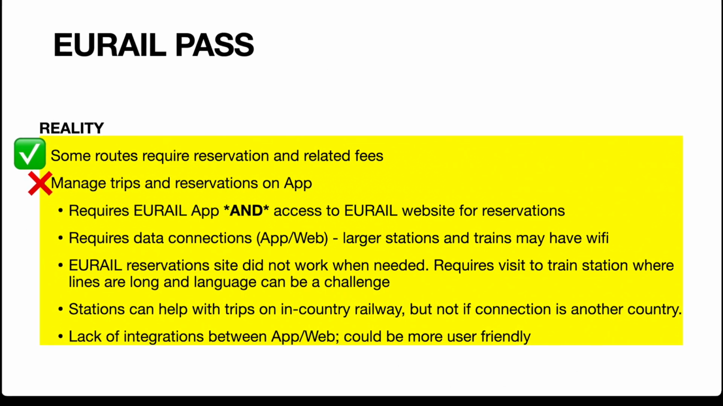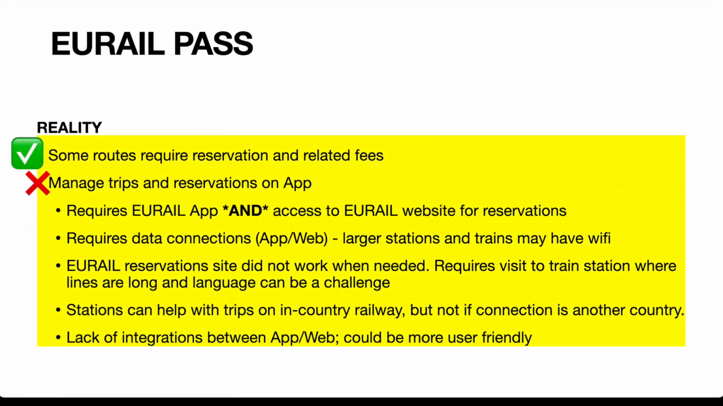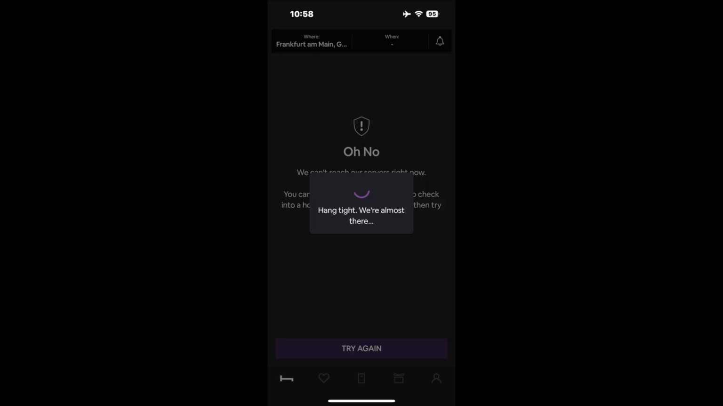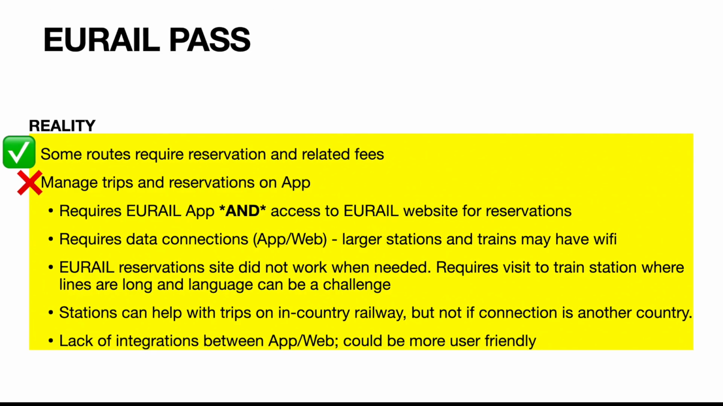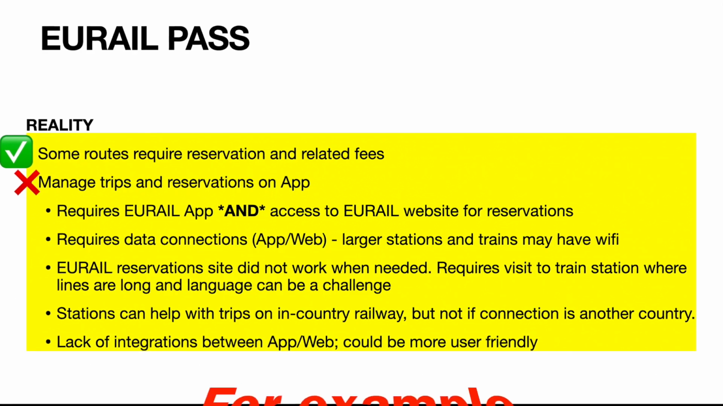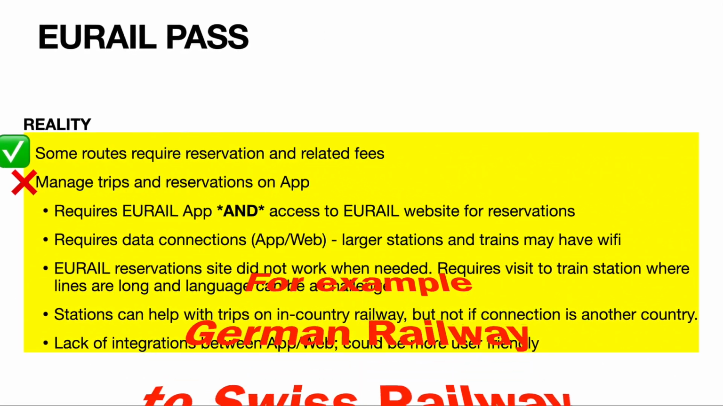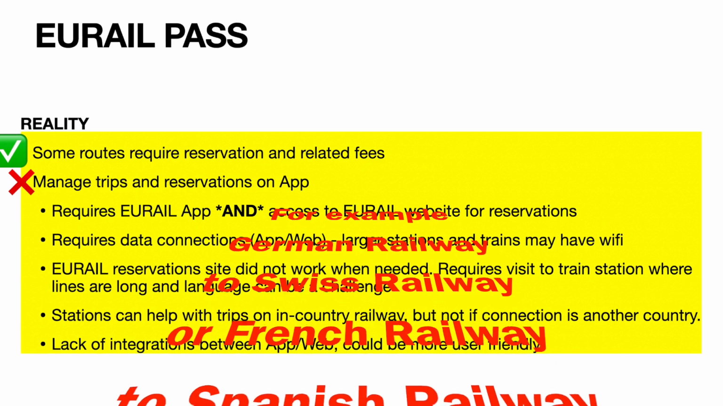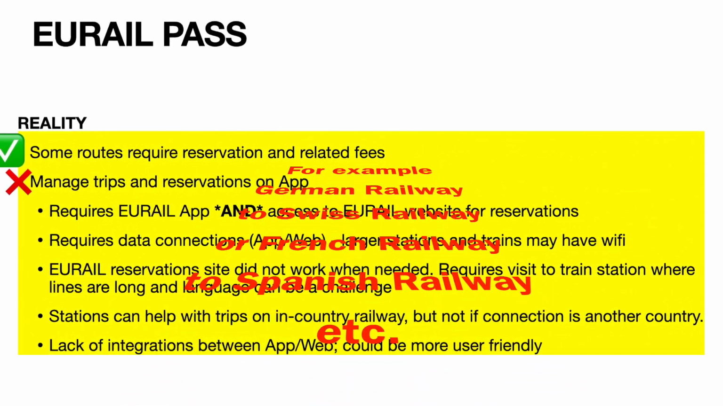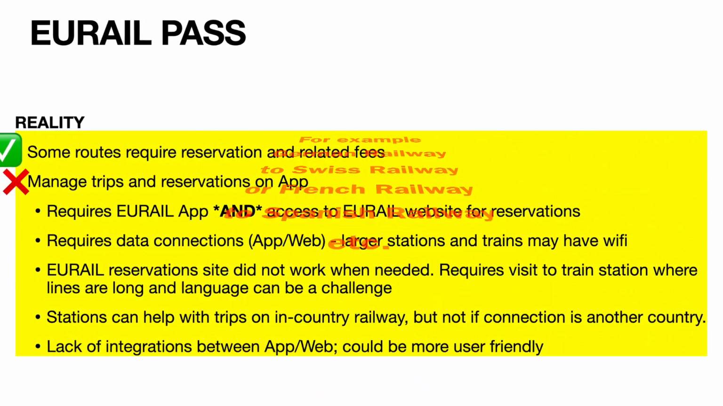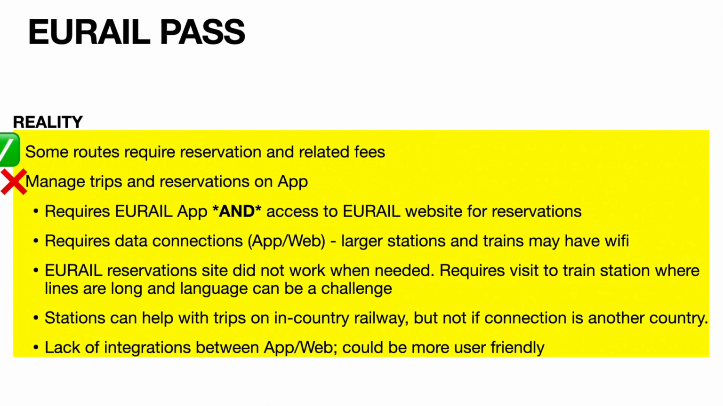The Eurail website reservation site did not work when needed, and that required visits to the train station where lines were long and language can be a challenge. Stations can help with trips on the in-country railway, but not if a connection is from one country's railway to another. There's also a lack of integration between the app and the web, and it could be more user-friendly. So these are things to keep in mind.